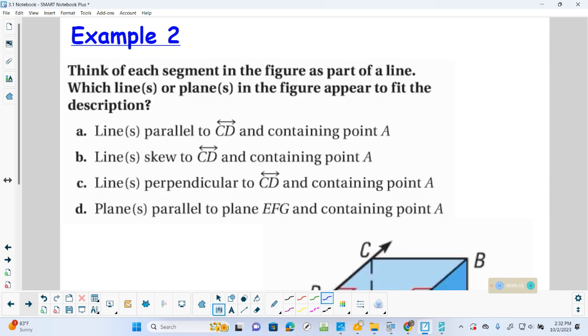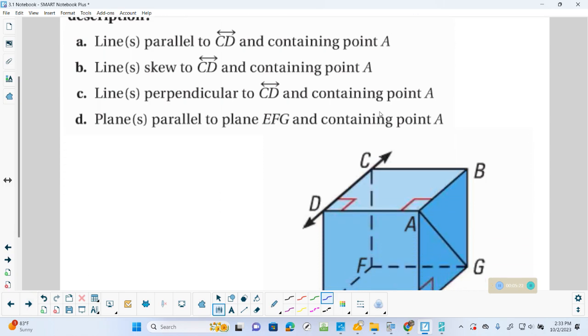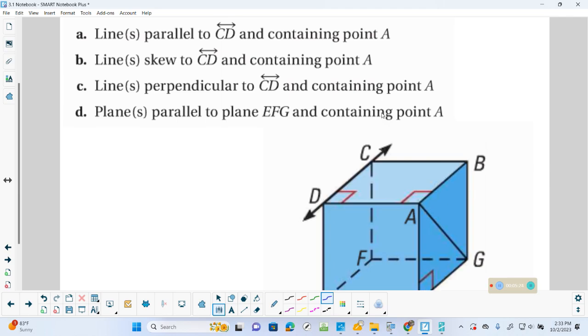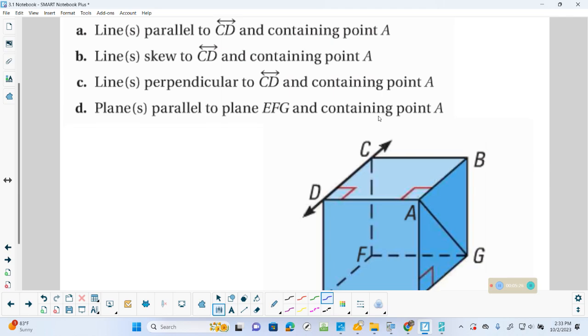I'm going to scroll this down so we can see the picture there. Think of each segment in the figure as part of a line. Which lines or planes appear to fit the description? So let me scroll this so we can see the whole picture here. Okay, so A, parallel to line CD and containing point A.